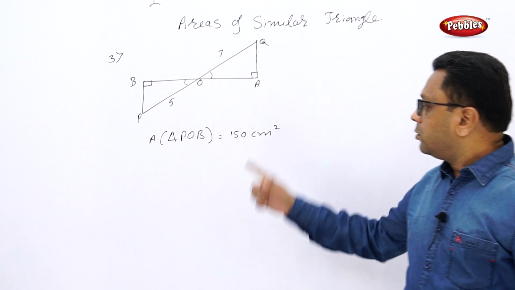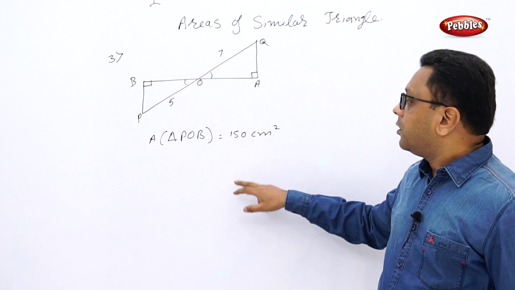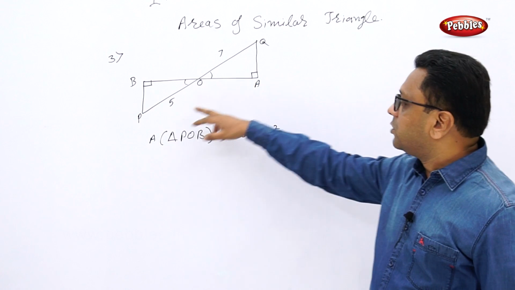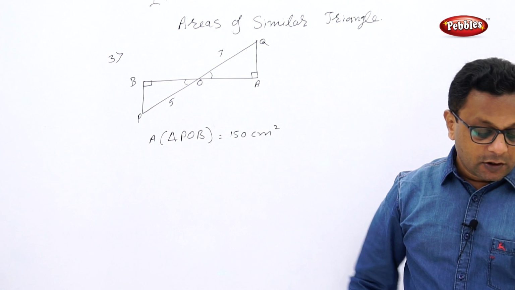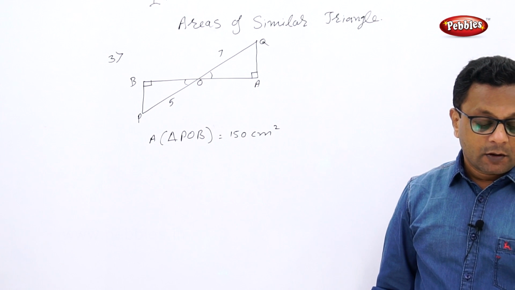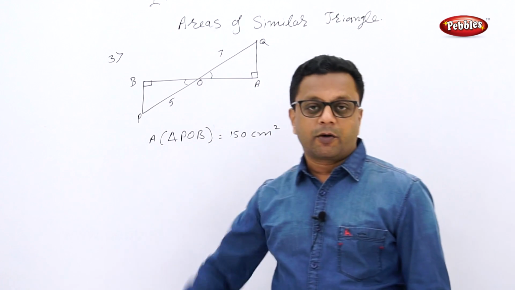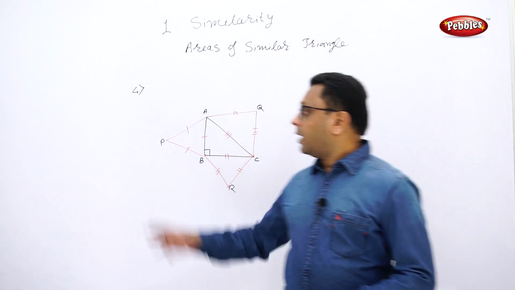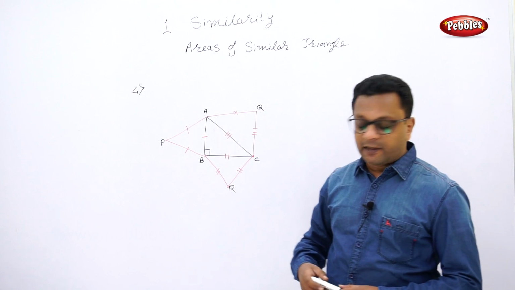Okay, so the rest of the example is very easy. 150 upon that area is equal to 5 square upon 7 square. The answer is 294. The problem is very easy. Please pause your video here and solve this problem. Now, example number 4. Figure is given. This is an interesting example.